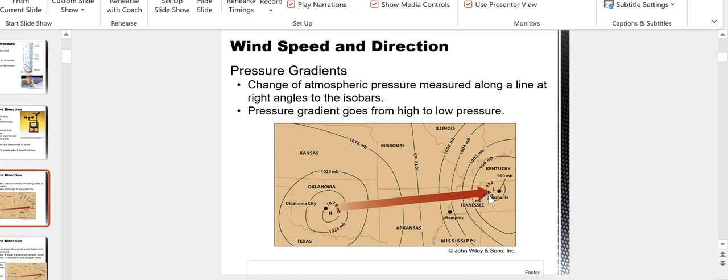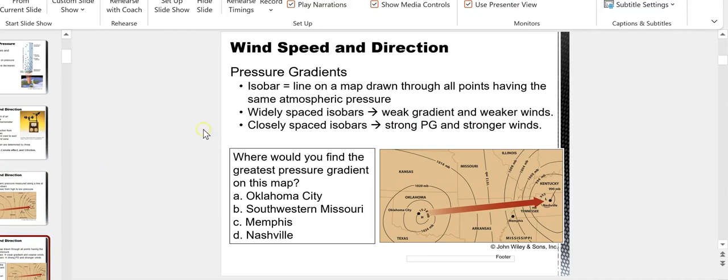So wind always moves from a high pressure center to a low pressure center. That's a rule. It doesn't ever change. So here is a review of what an isobar is. And when you have isobars that are widely spaced apart, it means that your pressure gradient, or your change in pressure, is not as great. So the winds around this high pressure center are going to be not as strong.